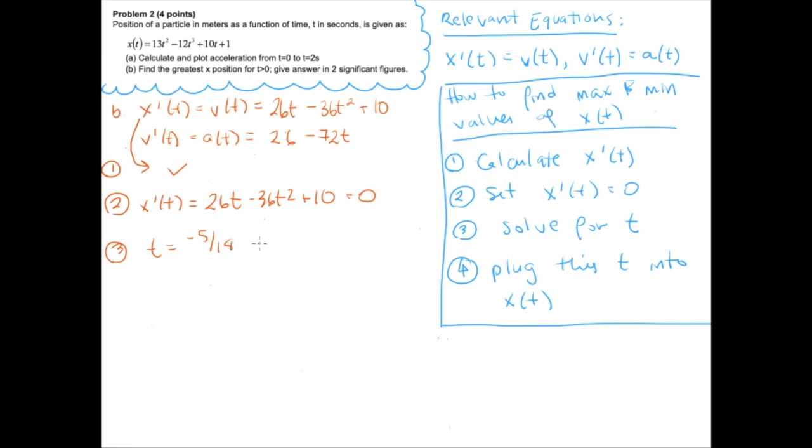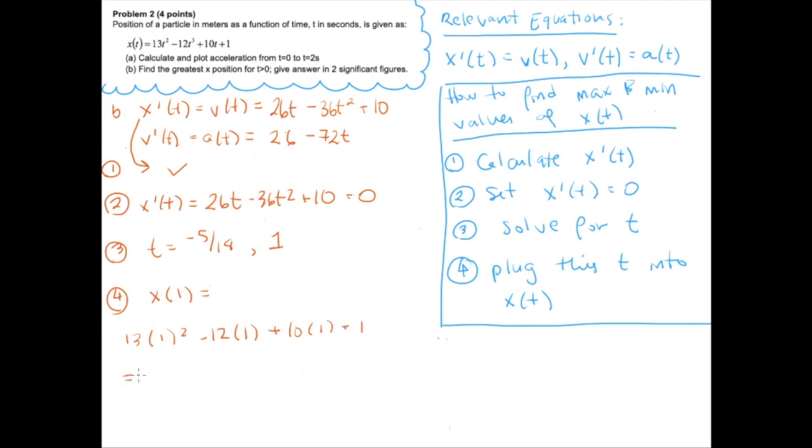All right, so just rewriting that so I have a little bit more room here. So we solved for t, that was our step 3. And then we're about to be on to our last step, plug this t into x of t, and I'm only going to plug in t equals 1 because, again, we're only interested in positive t values. So we're looking for our greatest x position for positive t. So x of 1 equals 13 times 1 squared. Again, going through this algebra pretty slowly. 12 times 1 cubed plus 10 times 1 plus 1.